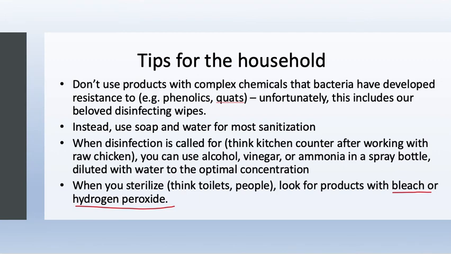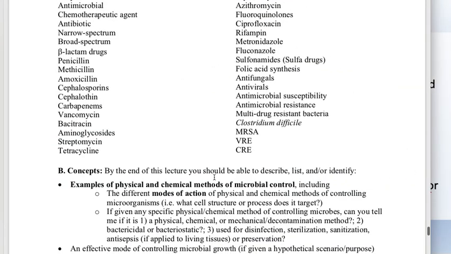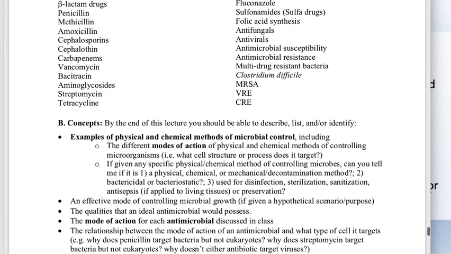I'm going to go ahead and bring up our course pack one more time here. So at the end of this lecture, you should be able to go through all these physical and chemical methods of microbial control. You should know their modes of action, whether they're physical, chemical, or mechanical, whether they're bactericidal or static, whether they're used to disinfect, sterilize, sanitize, or preserve, and if it can be used as an antiseptic.